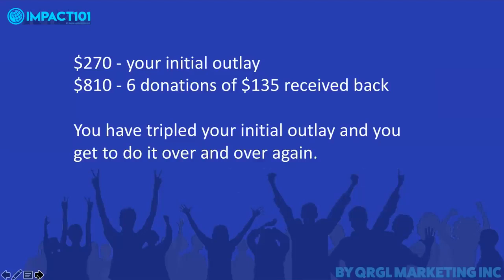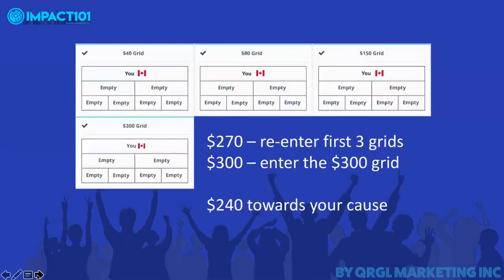So here's what you do next to maximize your donations. Take $270 of the $810 and use it to re-enter the first 3 grids. You want to keep continuing to receive donations there. Take $300 of the $810 and use it to now enter the $300 grid. That's going to open up a whole new donation stream for you where you can be receiving $150 donations. That leaves $240 extra for whatever you're raising funds for.